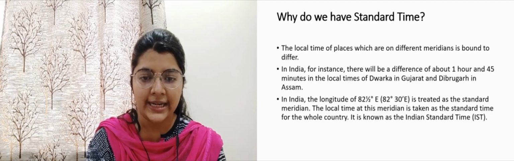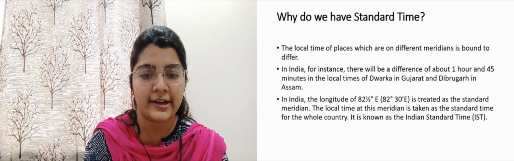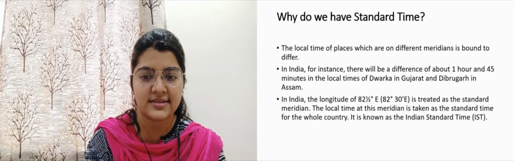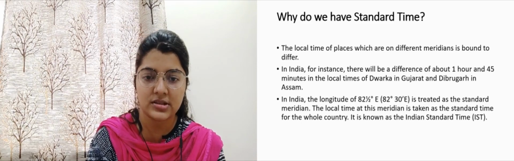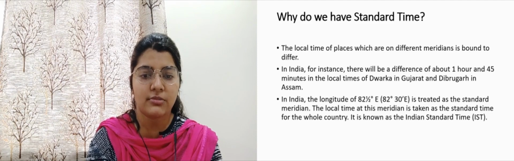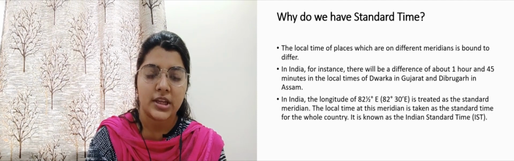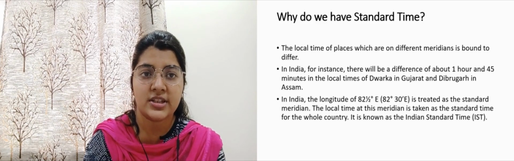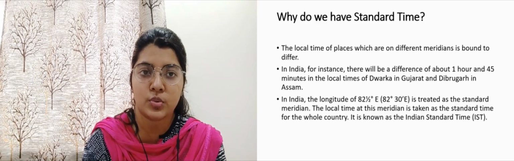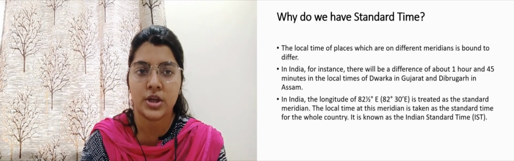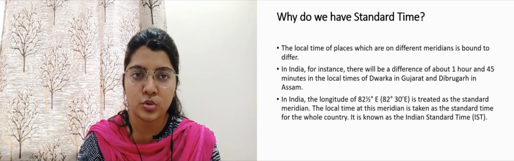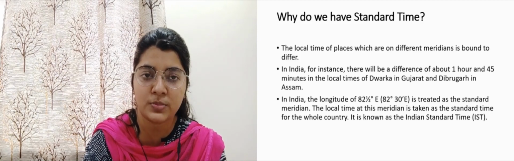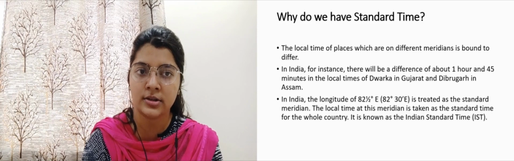So in India, the longitude of 82 and a half degrees east is treated as the standard meridian. The local time of this meridian is taken as the Indian Standard Time, which is for the whole of the country. If any one of you has visited abroad, then you must know that we have two different times. The timing of that country will be different and the timing of our country India would be different. For India we have Indian Standard Time.